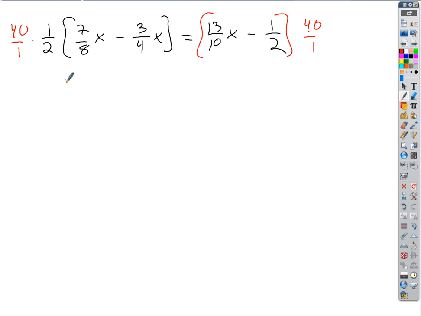I've got to multiply things two at a time, right? So how about if we just multiply those two together? What do we get? 20. So now I'm going to get 20 times all this stuff. On this side, I don't have to mess with that. I'm just distributing here, right?